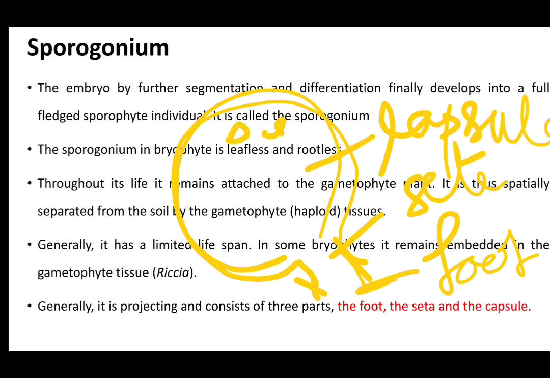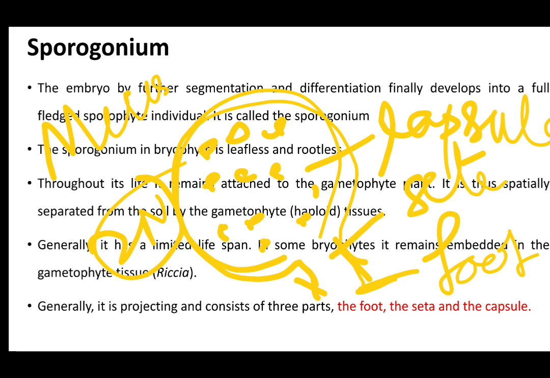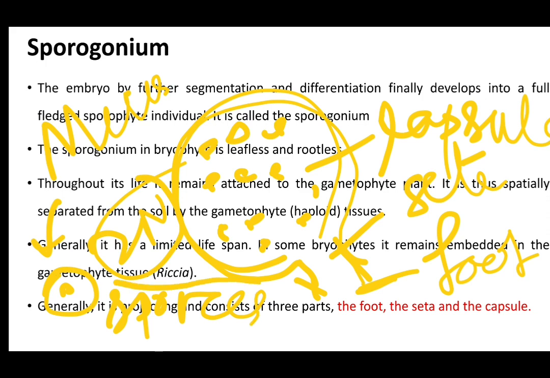Inside this capsule, spore mother cells, which are 2N, diploid in nature, are formed. These spore mother cells undergo meiosis to form haploid spores. These spores are released and on germination produce the gametophytic phase again.